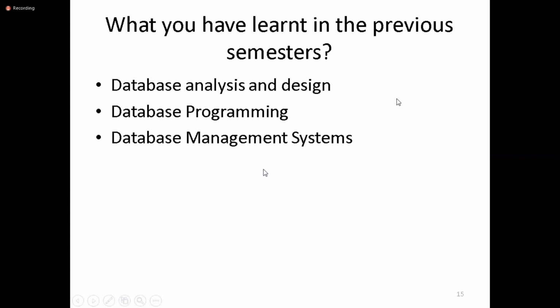Right. With that, I hope sometimes you may have done database analysis and design, database programming and database management systems. Have you done these three in previous semesters?